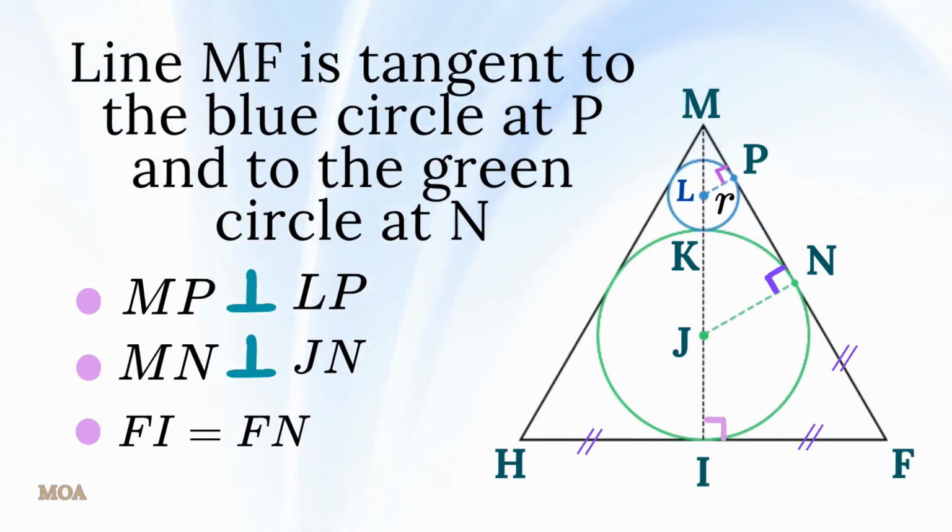Furthermore, line MF is tangent to the blue circle at P and to the green circle at N. Consequently, segment MP is perpendicular to radius LP, and likewise, MN is perpendicular to radius JN of the circle centered at J. The second tangent to the green circle centered at J, drawn from the external point F, touches the circle at the contact point I. Therefore, the lengths FI and FN are equal, so FI equals FN, which also equals 10.